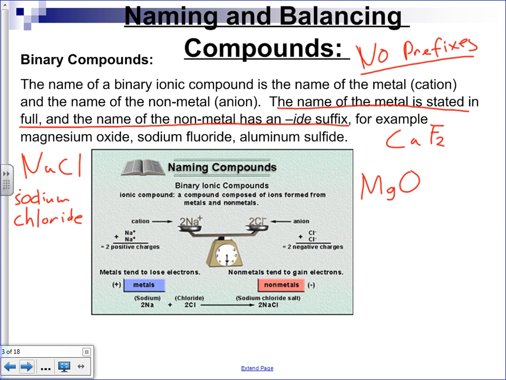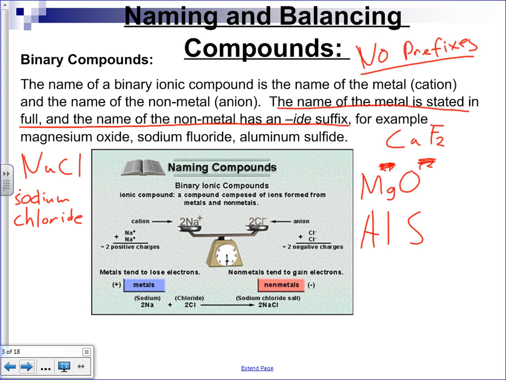You will find that some of the transition metals have more than one possible charge, and we'll talk about that a little bit later on. But for magnesium, it's a 2+, and for oxygen, a 2-. Do I need to do anything else? No, because +2 and -2 add up to 0. If they already add up to 0, you don't have to do the drop and swap. So doing that one is pretty easy. But for aluminum sulfide, that one's a little bit tougher.